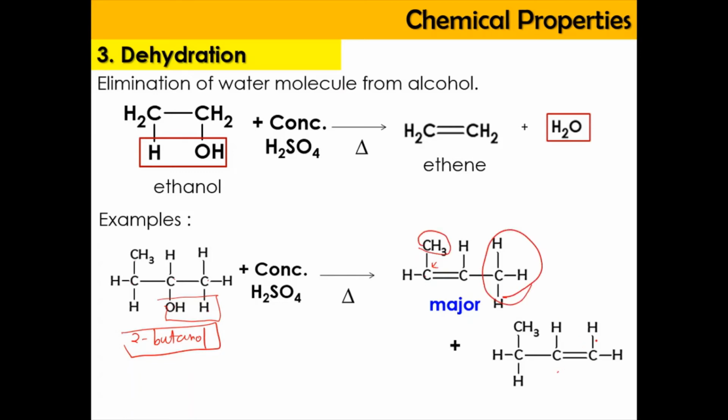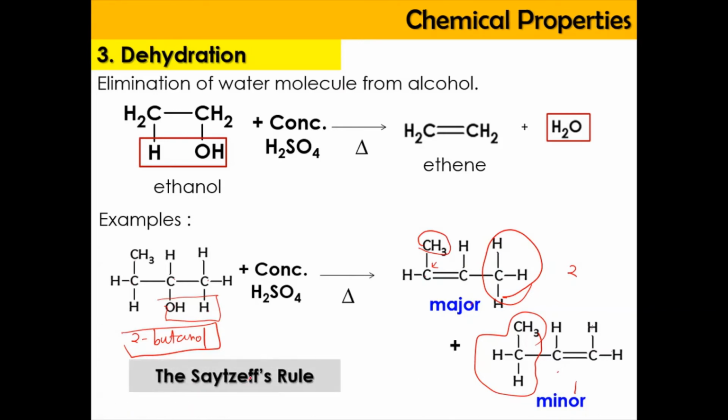Meanwhile, for here, this one has none, and this carbon here is going to be attached to 1 alkyl group. So here we have 2, here we have 1. So here is going to be the major product, and this is going to be the minor product. And this is following the Zaitsev rule, the same thing as what you have learned in alkene.